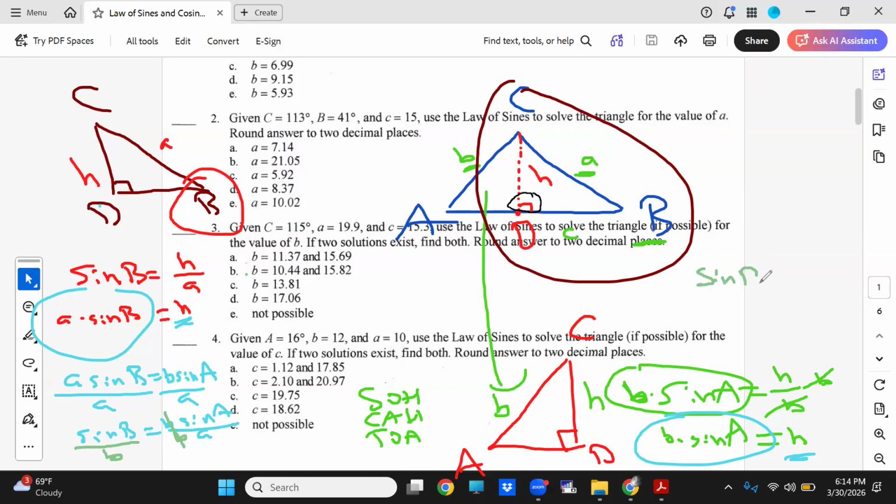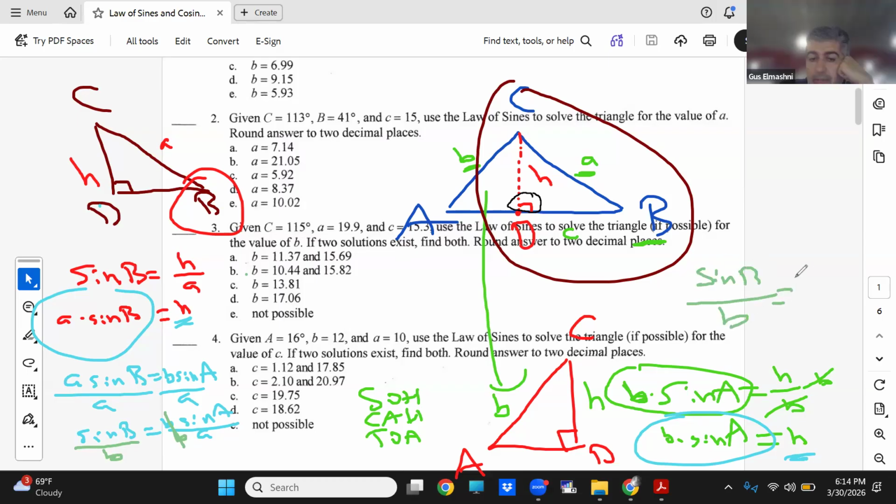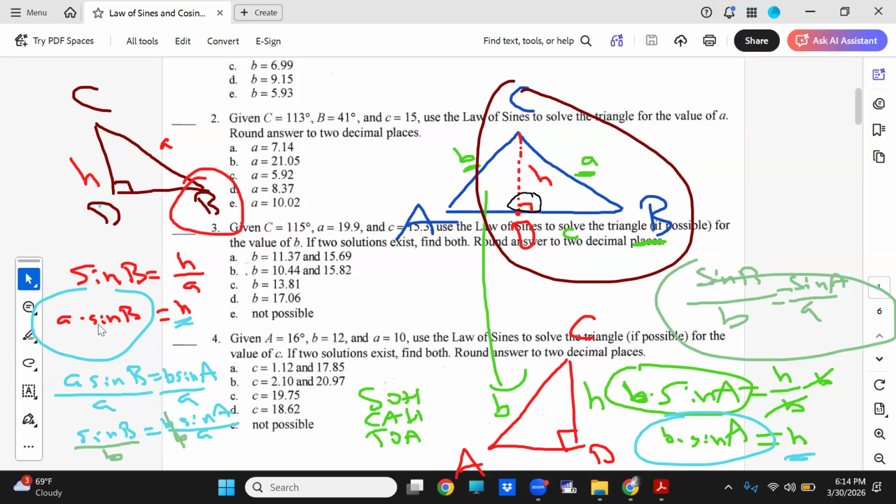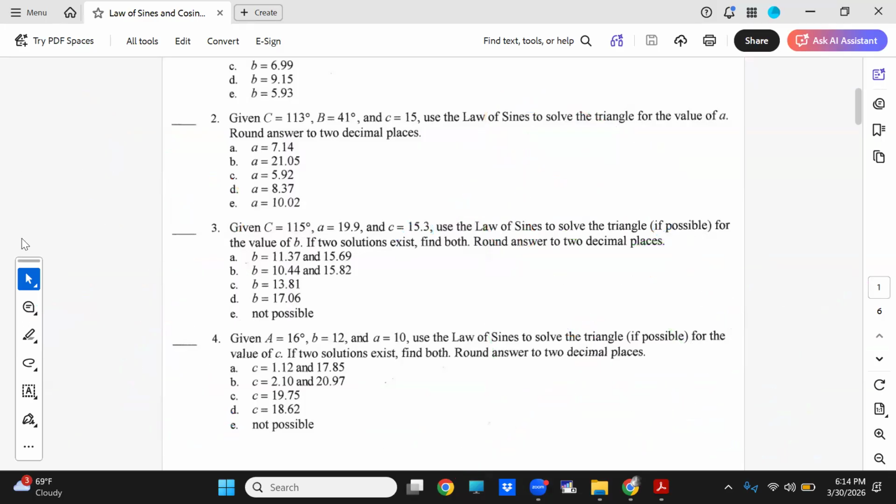But notice it took quite a bit of work, right? To make that happen. So now you understand how it works. Now we can just use the formula all the time. Okay.